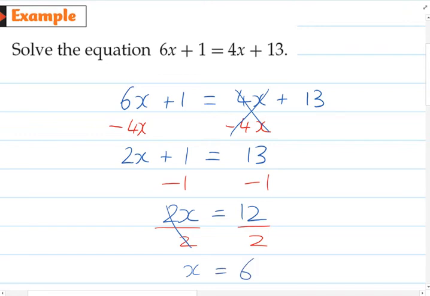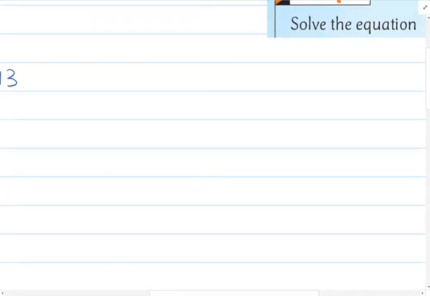Okay, so quite a long process. You'll see there that I've covered quite a few lines, and that's the kind of working that I expect to see in your books as well. Let's go over one more example just to make sure that we get the idea.